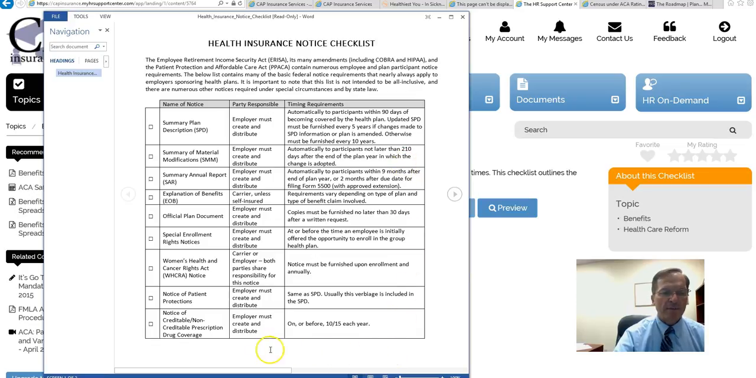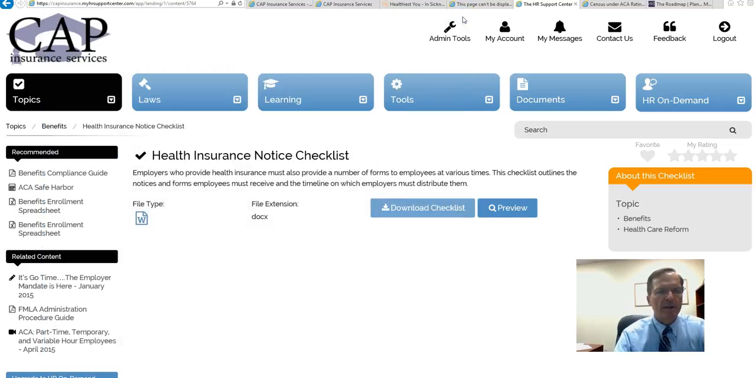We talked a little bit about this earlier as part of your summary plan description. So when we talk to you about what you need to be aware of, part of this is included in the health insurance notice checklist, or the summary plan description checklist, if you will. So that's a nice item to have.